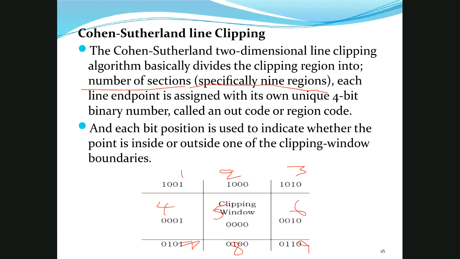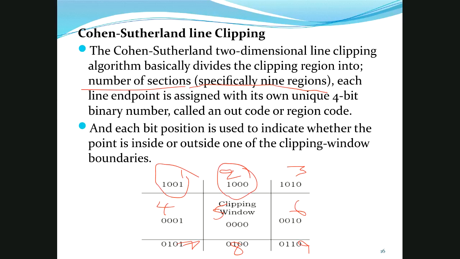Mainly we have to divide into the 9 regions, like this. So with 9 regions you can divide the position of your picture. After that, each line endpoint is assigned its own 4-bit binary number called an outcode or region code. After dividing your portion into the 9 regions, for each and every region you can assign a unique code that is called a region code.